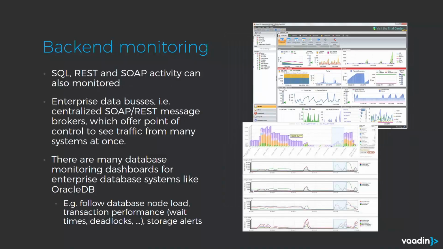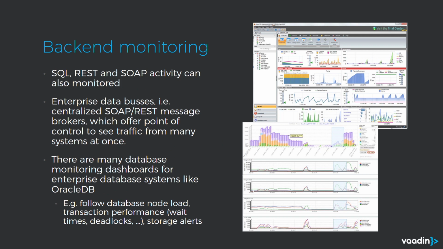That was more about client monitoring, and you can also monitor the back-end activity. There are a lot of tools for that. For example, professional enterprise database systems like Oracle DB have built-in dashboards and a lot of third-party tools available to analyze your database traffic. That can be handy to understand, for example, your transactional performance, whether there are a lot of wait times in your transactions that need to be optimized, and some other things like storage alerts, if the space reserved for the database is becoming critical.